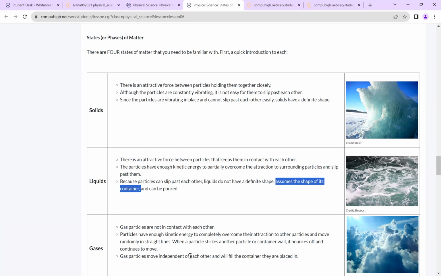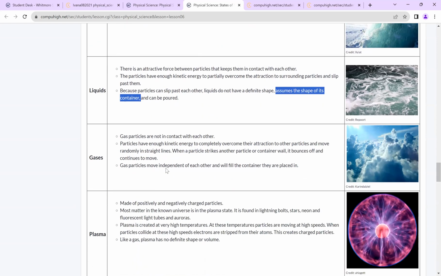Gas particles are different. They fill a container, but then they will leave it just as quickly as they go into it if it's not sealed. The last one is plasma. It's found in lightning bolts, stars, and signs and all that. It's created at very high temperatures, and I don't truly know much about plasma. It doesn't have a definite shape or volume. It's more like a gas in a lot of ways.